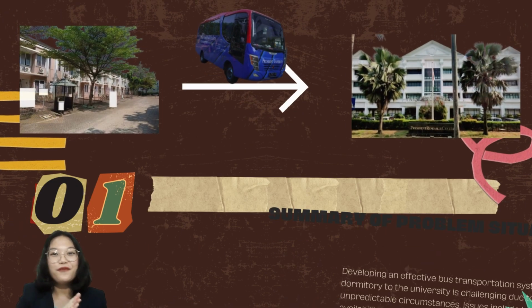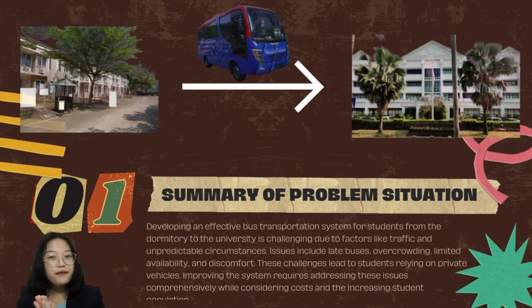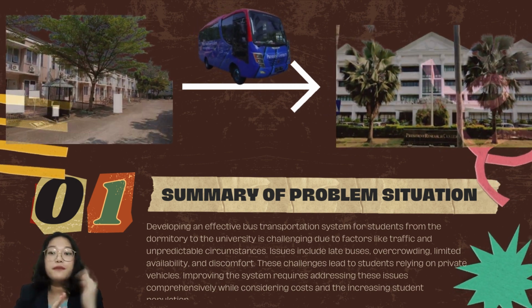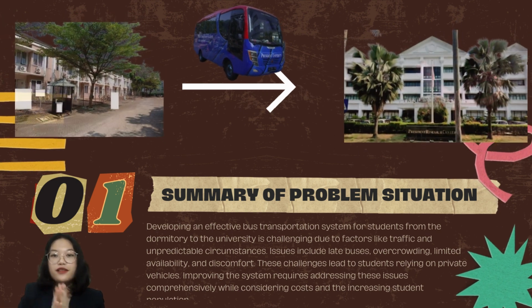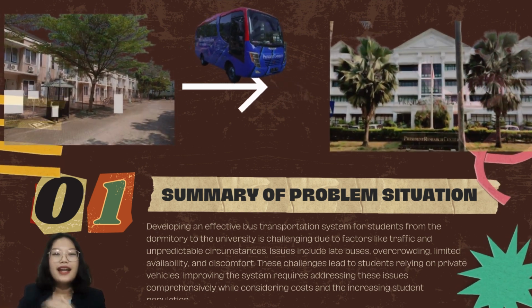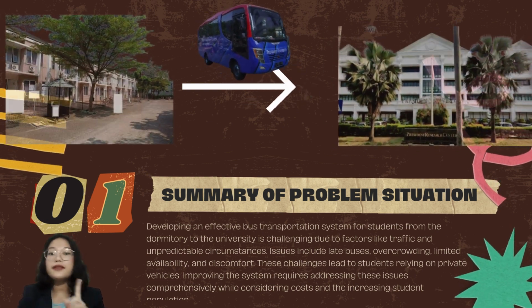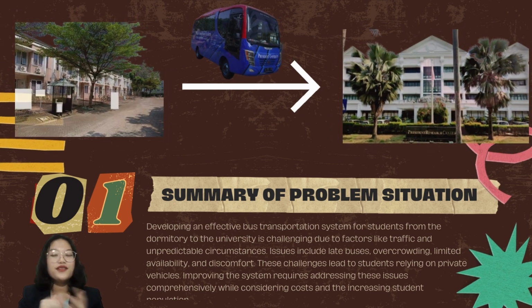Okay, let's jump to the first stage where we need to figure out what is the problem in our system. In our beloved campus, we found out that bus mobility from dormitory to campus is facing some challenges like late buses, overcrowding, discomfort, and many more. These challenges lead the students to rely on private vehicles. Thus, improving the system to solve these issues is needed.